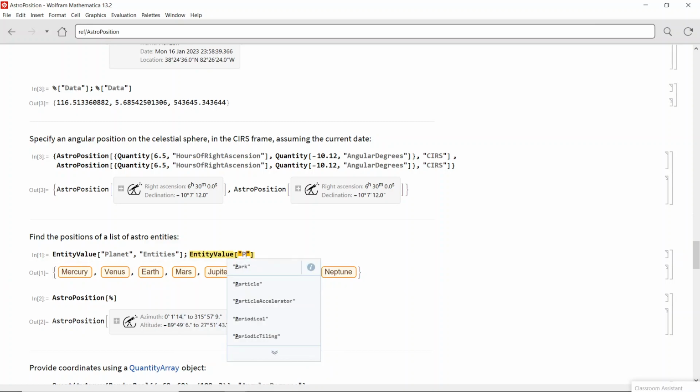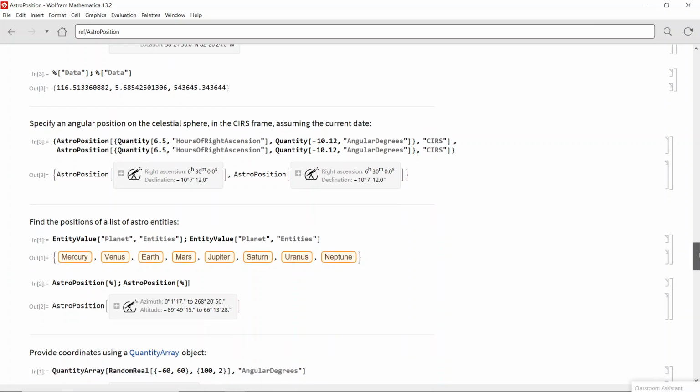Find the positions of a list of astro entities. Entity value, Entity planet, Entities, AstroPosition. 0 degrees 1 minute 17 seconds to 268 degrees 20 minutes 50 seconds. Altitude negative 89 degrees 49 minutes 15 seconds to 66 degrees 13 minutes 28 seconds.